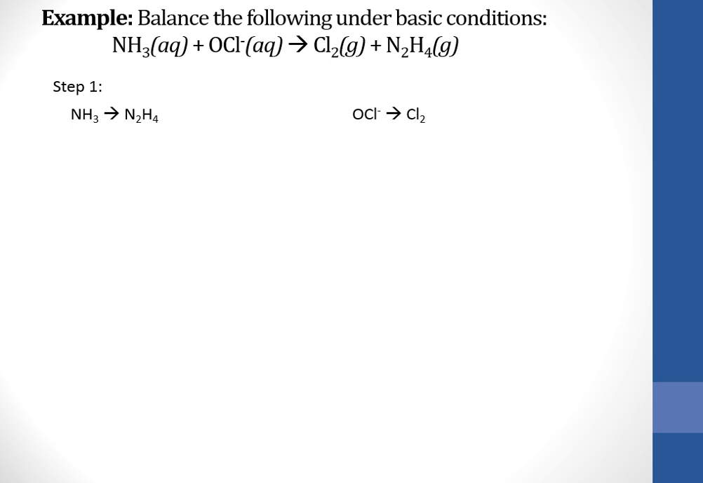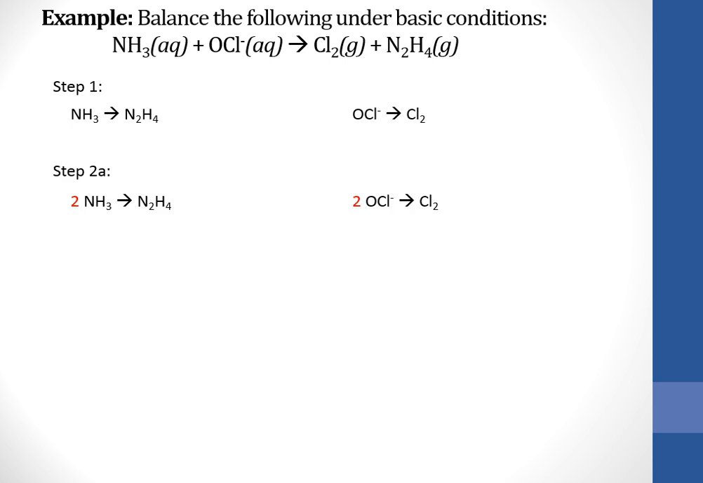In the first step, we have to separate the reaction into the two half reactions, and we base these two half reactions on what species are getting oxidized or reduced. You can see here that the nitrogen will be changing its oxidation state, and so will the chlorine.